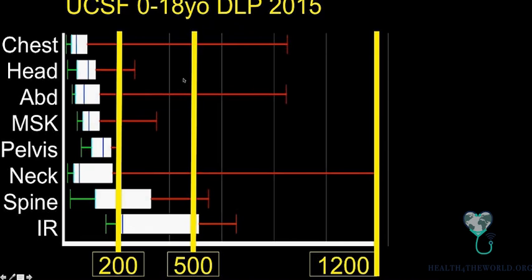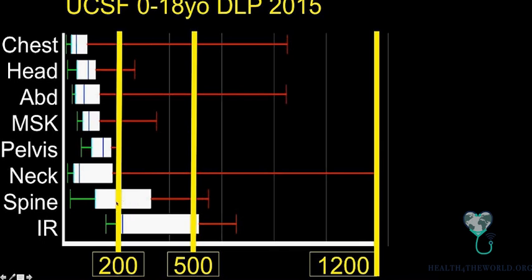Let's be honest with what is UCSF data in year 2015. Here are DLP marks. 200 I said I want for kids, 500 for adults, 1200 is just the highest that this graph goes. These white bars represent the 75th percentile, so the majority of our data. And these are all 0 to 18-year-olds, so these are all kids, big and small. And we've done a pretty good job of keeping under 200.